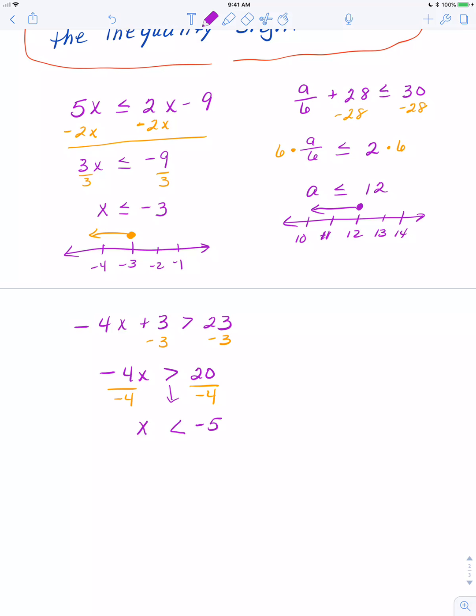And hopefully you can draw that on a number line, just for time's sake, I'm going to do it real quickly. It's not equal to -5. It's just less than -5. So it's an open hole. We're going to send it that way.